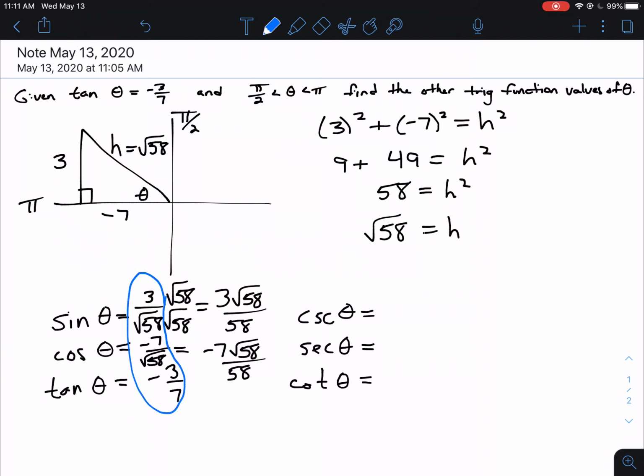Okay, so let's go ahead and find our reciprocal identities, and those are best served to use the original ratios here rather than the ones that have been rationalized. You can still work through it with the ones that have been rationalized, but I think it's just easier to use those. So for cosecant of theta, take the reciprocal of sine, so that would just be square root of 58 over 3. For secant, you would take the reciprocal of cosine, so that would be square root of 58 over -7. And then for cotangent, take the reciprocal of tangent, so that would be -7 over 3.